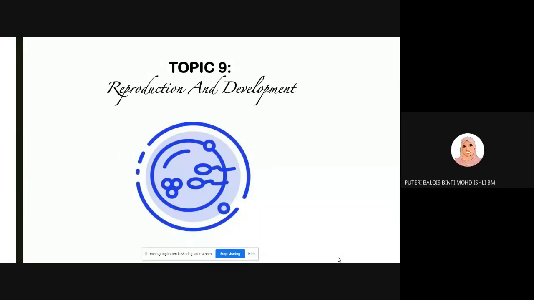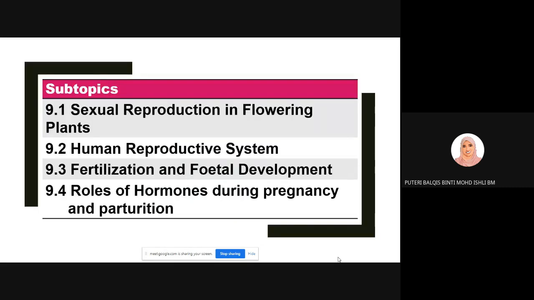Okay, thank you. Alright, so for this topic we have 4 subtopics. Mungkin ada kelas, ada yang daripada lecture awak ni dah masuk topik 9. Okay, topik 9, reproduction and development. Tapi kita akan pergi dulu untuk takat mana yang kita boleh lah.